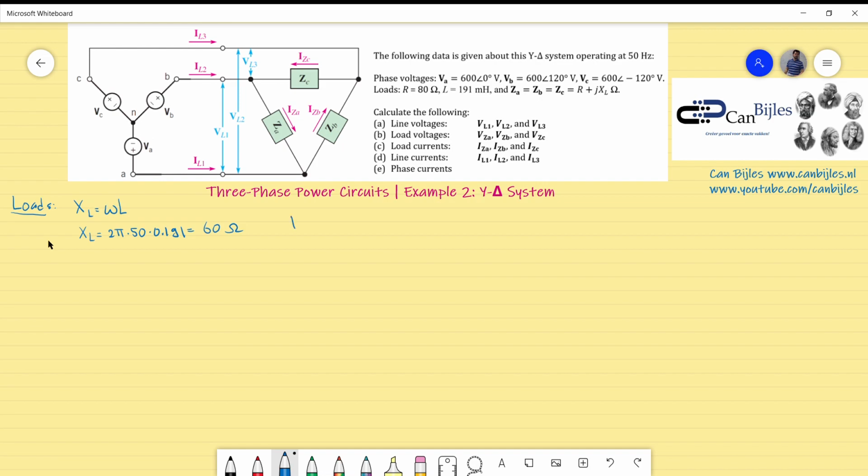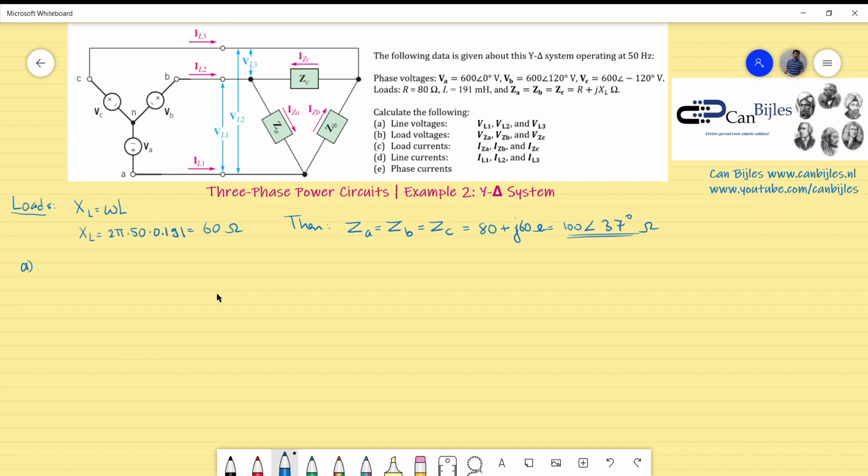And then we have the following, that ZA, which is also the same as ZB, and also the same as ZC, will be 80 plus j60 ohms. Now, if you convert this to polar notation, it will be 100 phase 37 degrees in ohms. Okay, now we have the required expression for the loads, ZA, ZB, and ZC, and we have an inductive system, so we can move on with the calculation for question A.